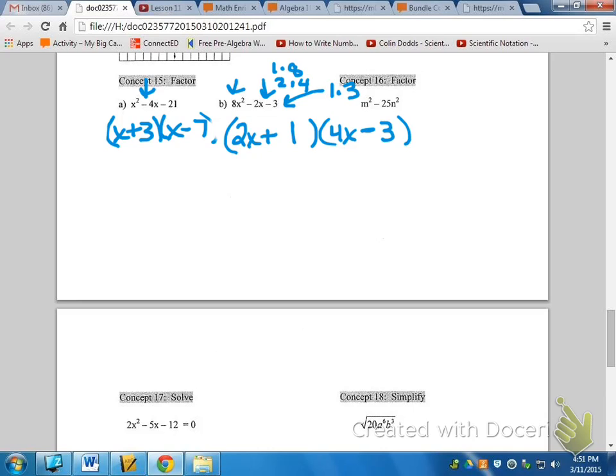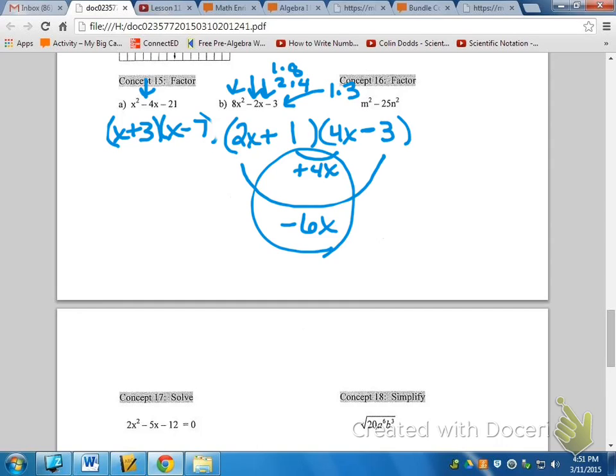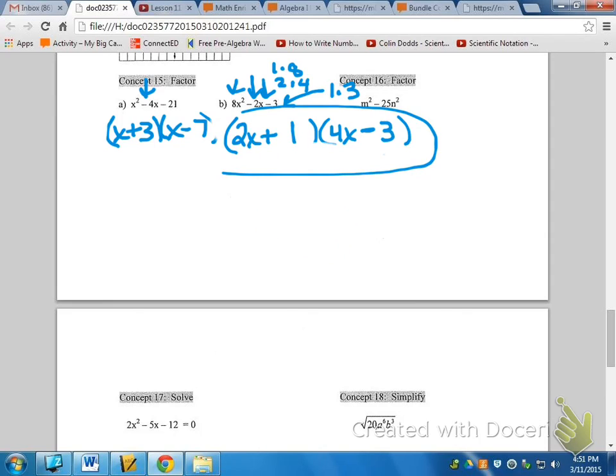But at this point, I would do my trial and error, outer and inner. My outer is negative 6x. My inner is positive 4x. It just so happens those give me negative 2x, which is what I had to have for my middle term, and I'm done. I actually had it picked out the very first time. So 2x plus 1 times 4x minus 3 would be the result. Those with numbers in front of the x squared term take more time. You have to do more trial and error to try to get that to work out.